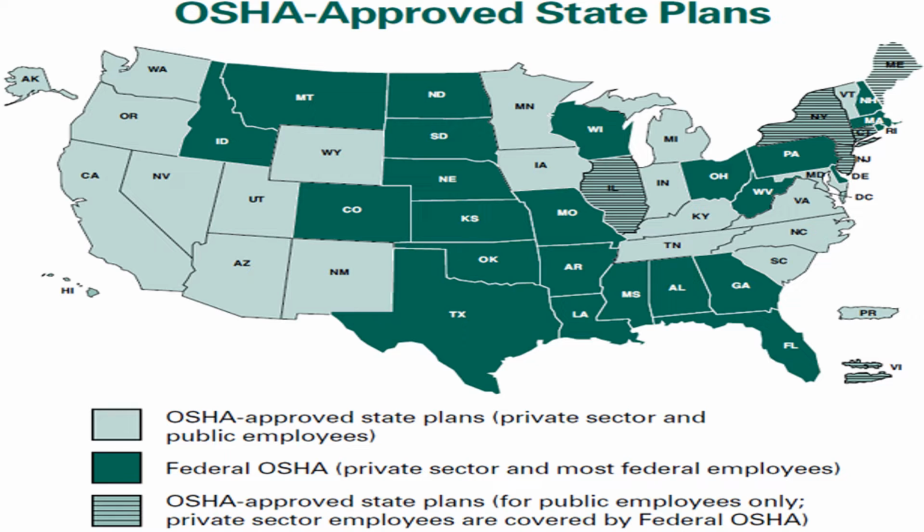So what happens in these states is there's this thing called PESH, Public Employee Safety and Health Administration. It's just like OSHA. It follows the OSHA standards. It follows all the OSHA regulations, but the entity that manages the program, the enforcer of the program, so to speak, is PESH, Public Employee Safety and Health Administration. So hopefully that clears up some of the confusion.